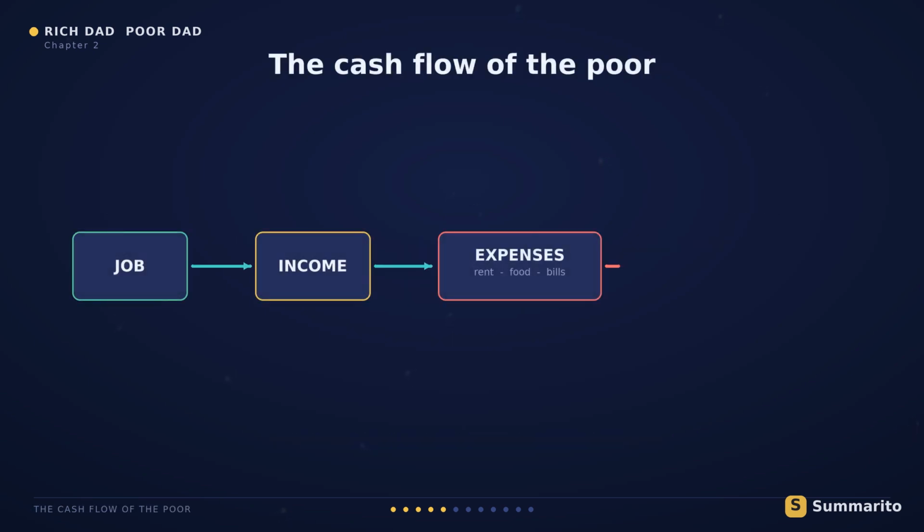Now watch how money actually moves for different people. For someone who is poor, the pattern is simple. Income comes in from a job, and every bit of it flows straight back out to expenses, rent, food, and bills. Nothing is left over, and nothing is building. The moment the paychecks stop, so does everything else.